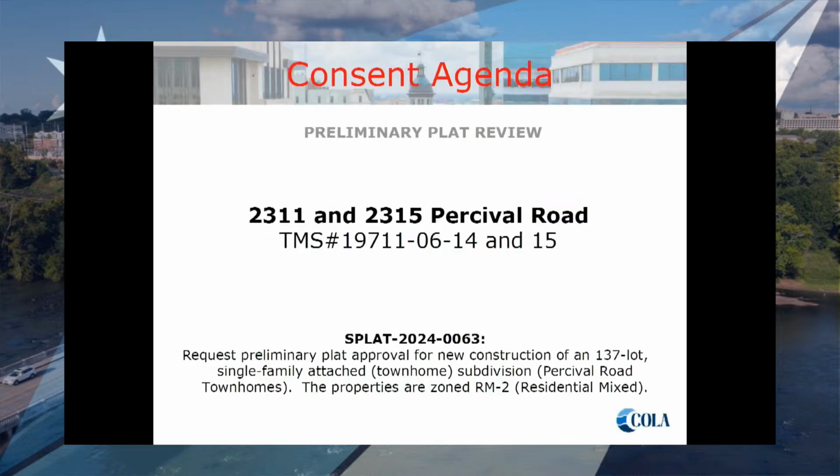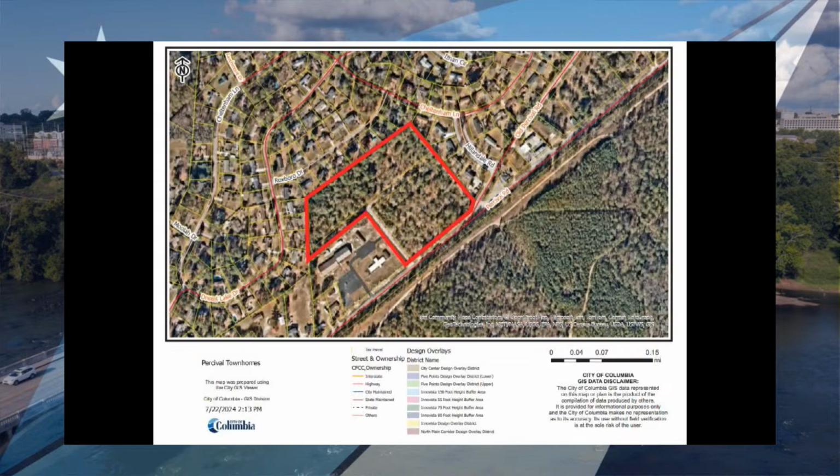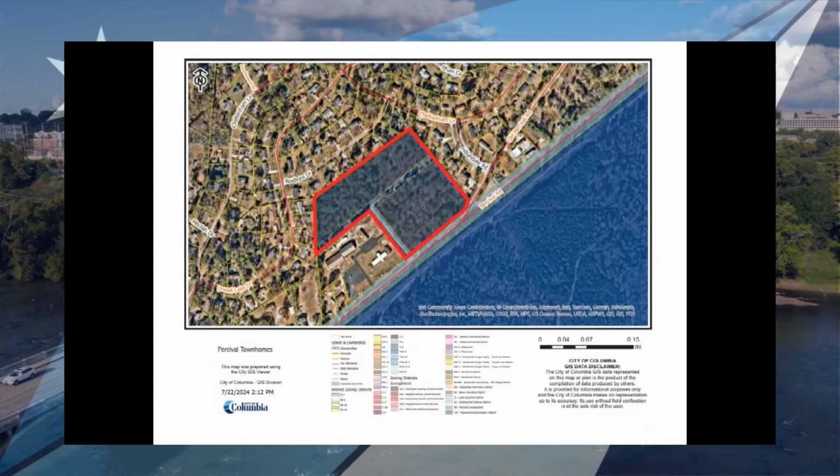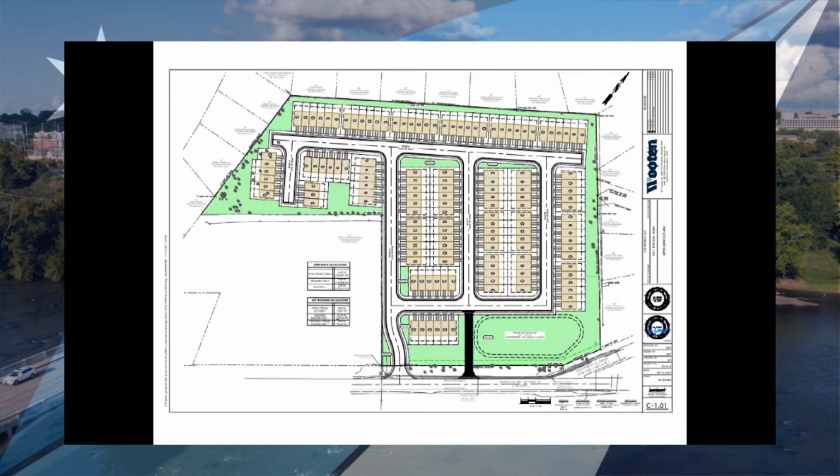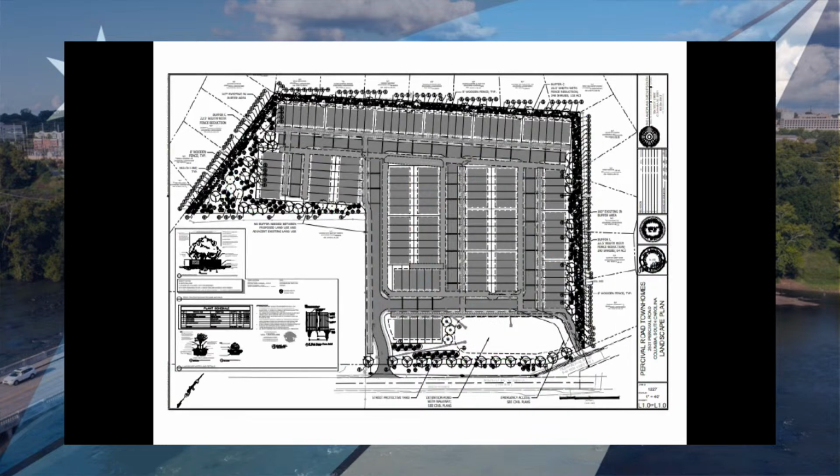And under preliminary plat review, S-Plat-2024-0063, 2311 and 2315 Percival Road, request preliminary plat approval for a new construction of a 140-lot, single-family attached townhome subdivision, the Percival Road Townhomes. The properties are zoned RM2, residential mixed. And that concludes the consent agenda.